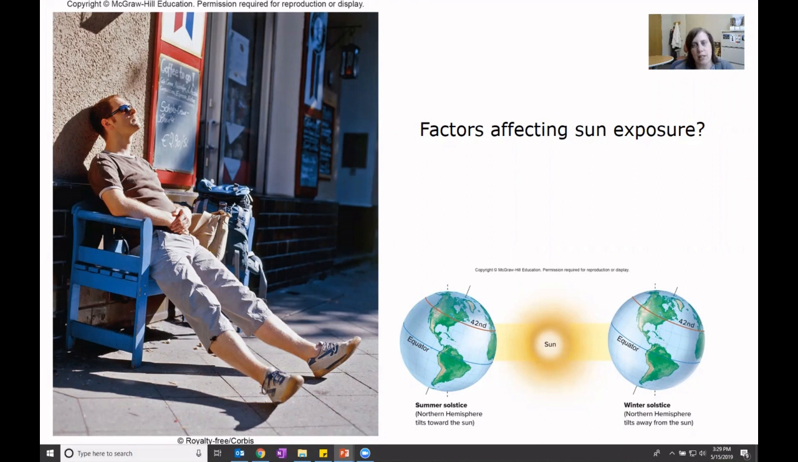So think about other things that might affect sun exposure. Well, to prevent skin cancer, we use sunscreen. And a lot of times lotions or makeups will have sunscreen in them.